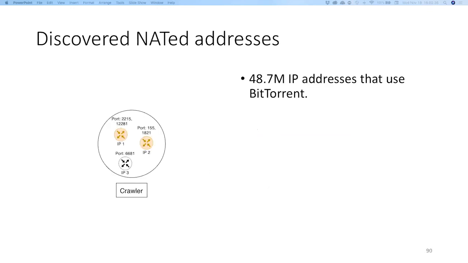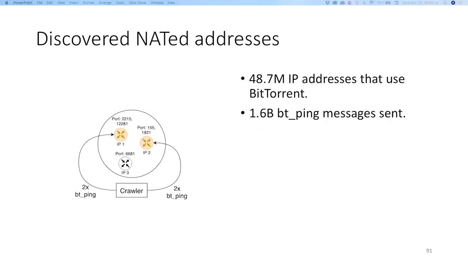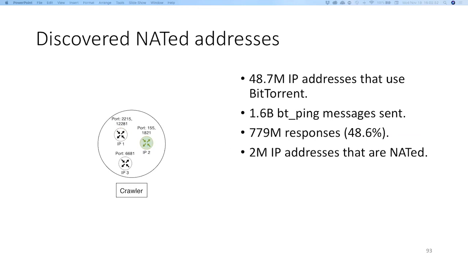During our measurement period, we discovered about 48 million IP addresses that use BitTorrent. We sent about 1.6 billion BitTorrent ping messages, and out of which we got a response from about 48% of them. And using our technique, we identified 2 million IP addresses that are NATed.